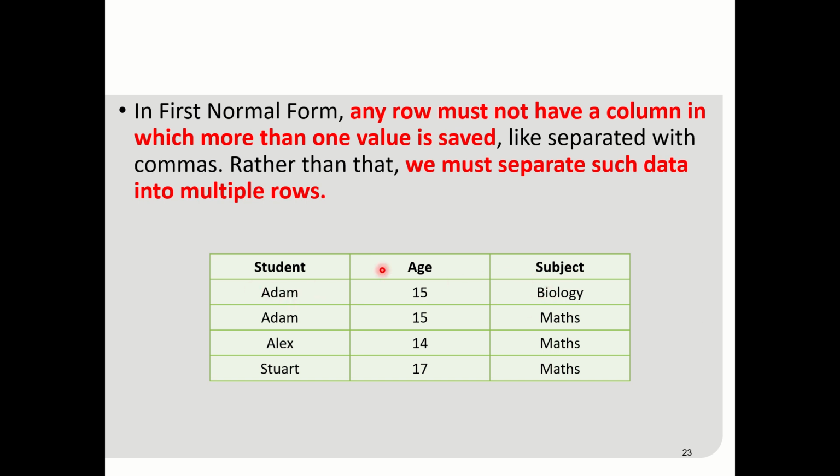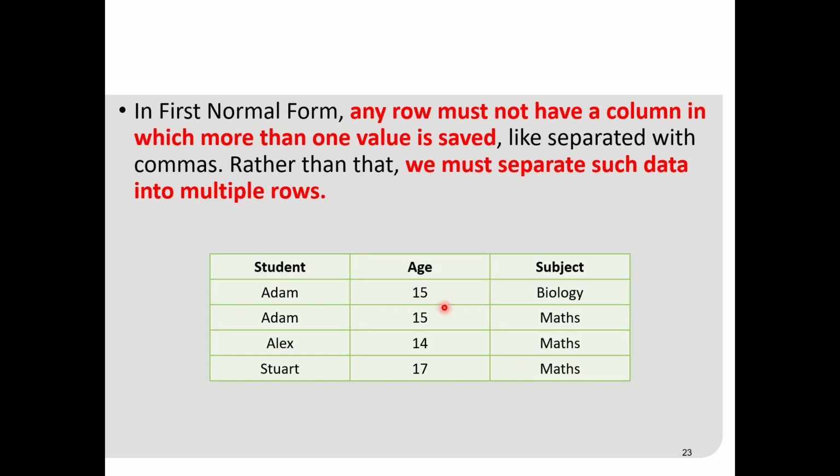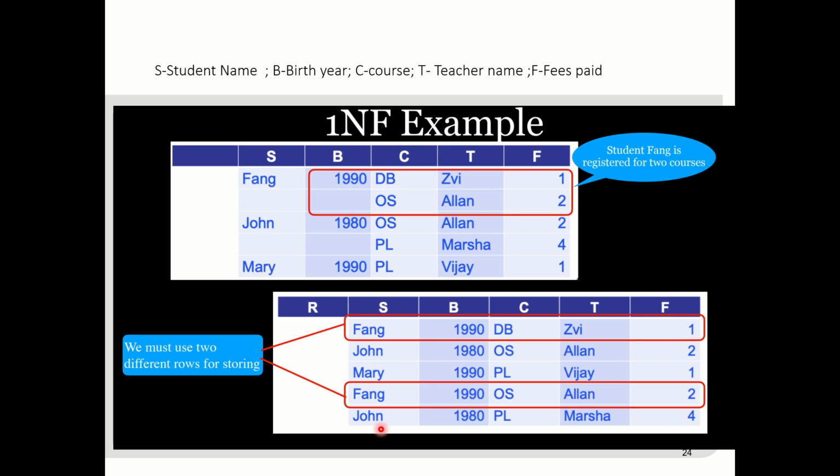Yes, we have Adam, age, biology and maths. We are splitting this into two different records. So Adam 15 biology, Adam 15 maths, and Alex 14 maths, and Stuart 17 maths. So we are splitting the table into multiple rows so that we get this particular table, right? It's as simple as that. This is our first NF.